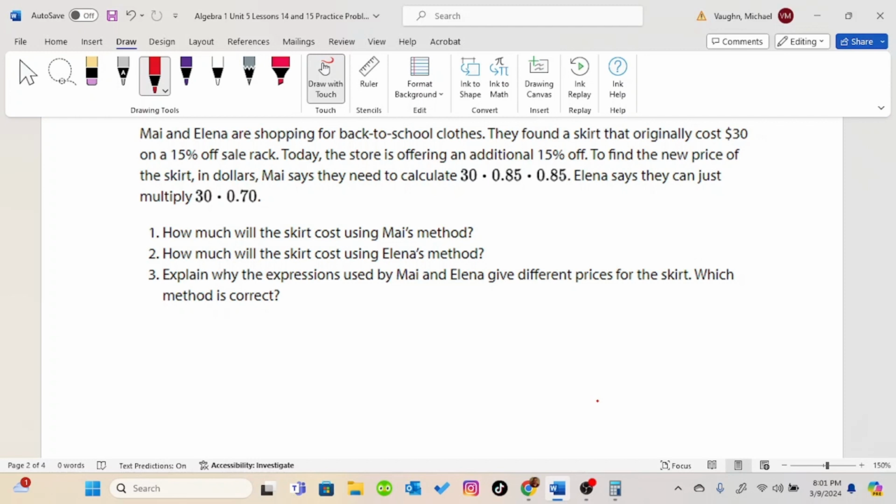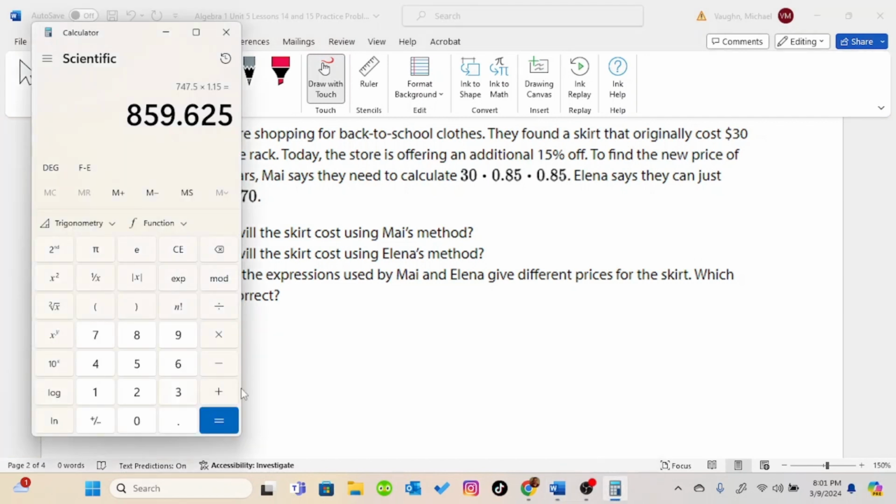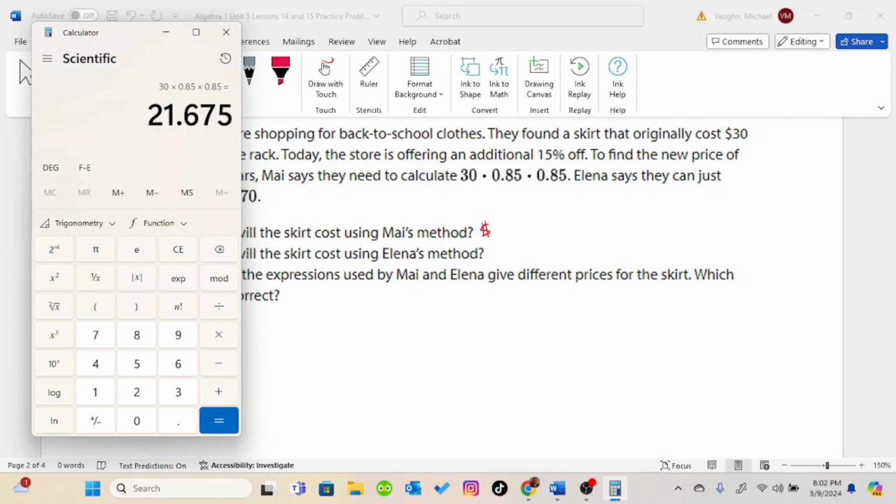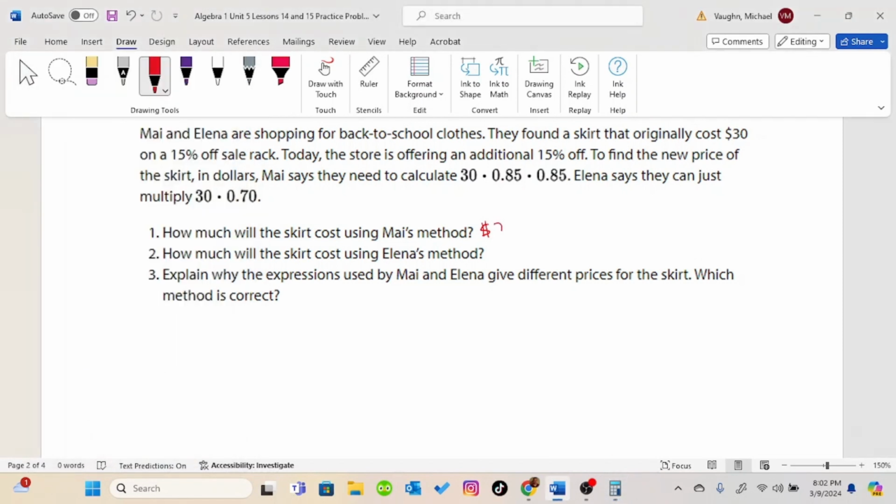Number 1, how much will the skirt cost using Mai's method? So we'll pull up a calculator, and Mai said 30 times 0.85 times 0.85. And that equals, since this is money, we're going to use the 5 to round the 7 up. And this would be $21.68.